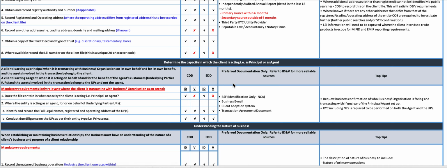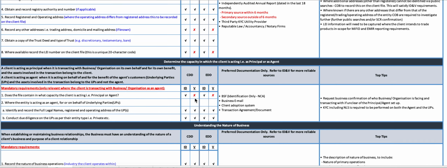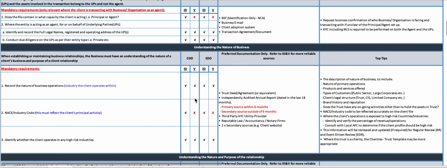Determining the capacity in which the client is acting. You want to identify the capacity of the client in acting as a principal or agent, who the underlying parties are, their full names, registered and operating addresses, and due diligence of the entity types. This is all required for EDD and CDD, but who the acting principal or agent is is not verified for EDD and CDD.